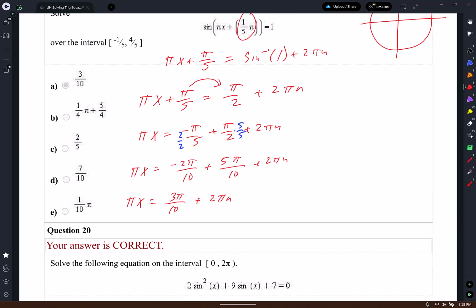We are so close, guys. How do I get x by itself? Divide by pi, divide by pi, divide by pi. I should have done that a different color, right? Divide by pi, divide by pi, divide by pi. All right, here we go. X equals 3/10 plus 2n. Look at the domain. So that's just my answer, 3/10.